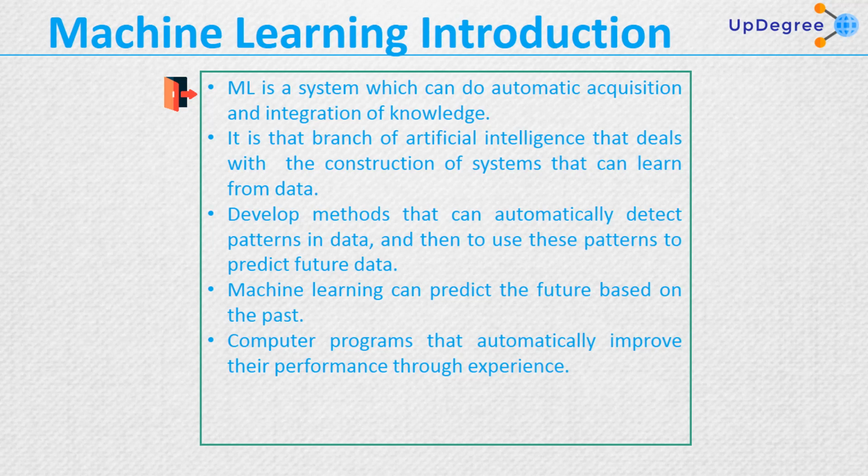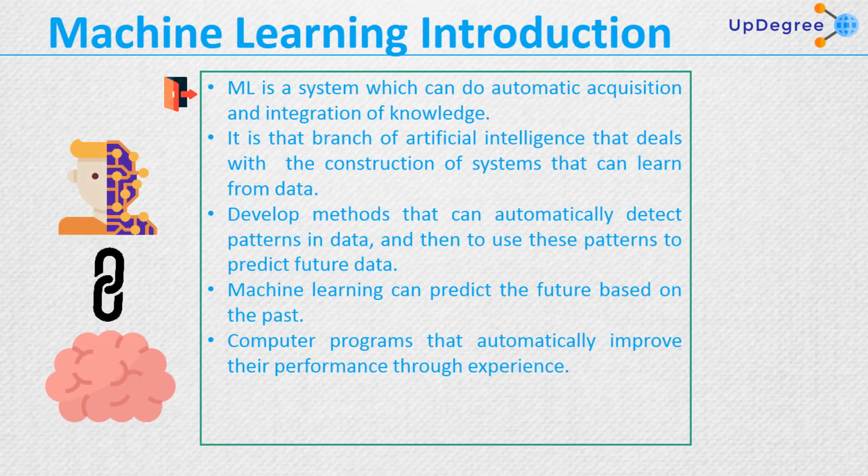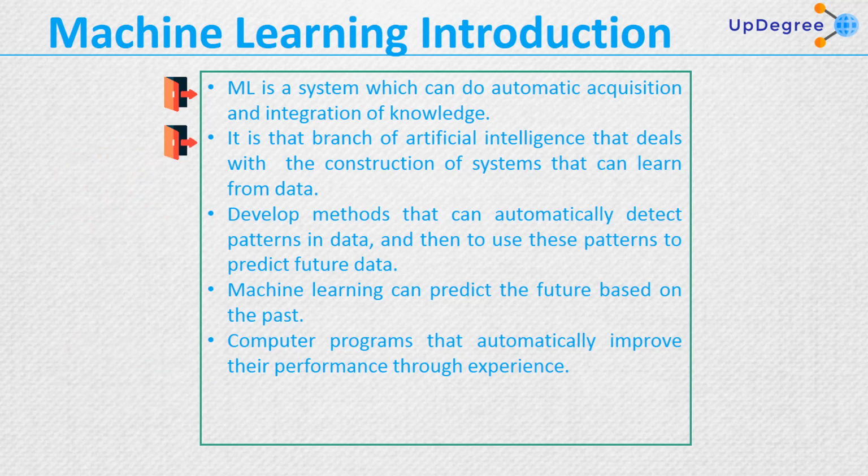My machine learning model has some intelligence, some knowledge. When new knowledge comes, it gets integrated with the pre-existing knowledge, so the knowledge becomes more enriched and extended. It is that branch of artificial intelligence that deals with the construction of systems that can learn from data, from data patterns.